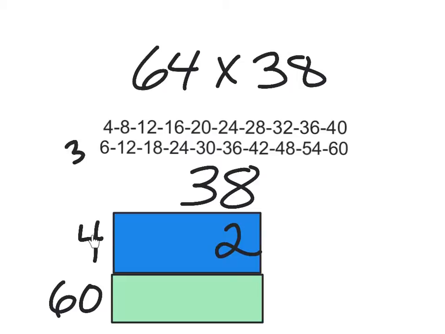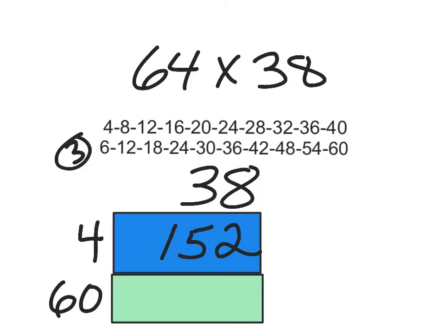Now I'm ready to move on to 4 times 3, and I'm going to go 1, 2, 3 places. I get 12, plus this 3 is going to give me 15. I'm going to drop the 5 and the 1, and now I'm ready to move down here. I got 60 times 38. I'll start with the 0.